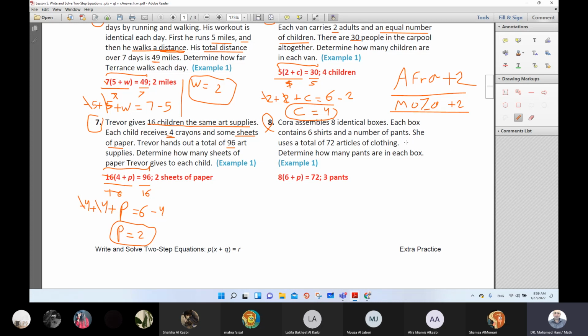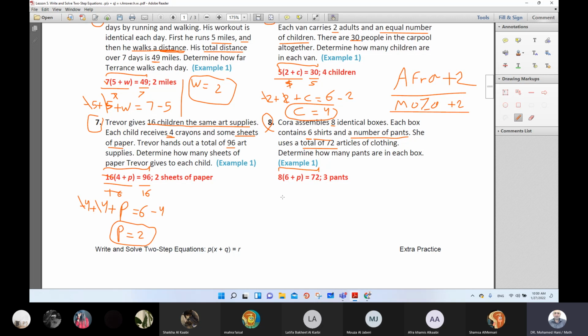So as you see here, we have here 8 identical boxes. So write here 8, then open parentheses. Then as you see here, contains 6 shirts. So write here 6. And means plus a number of pants. We don't know the number. So represent here any variable, for example, B. And we know the total here, 72. So equals 72. So this is the equation.